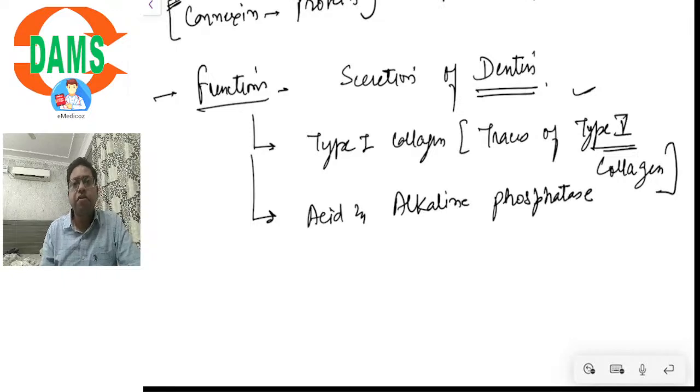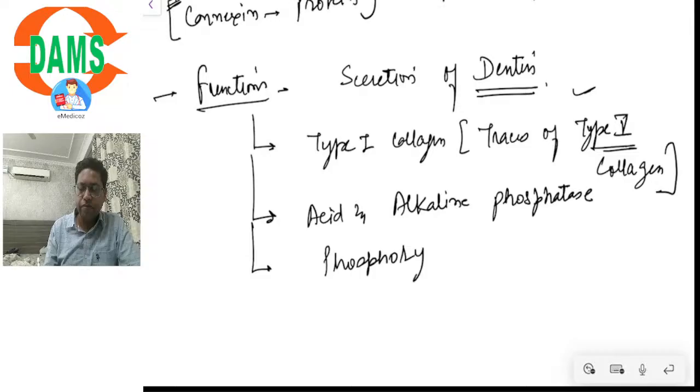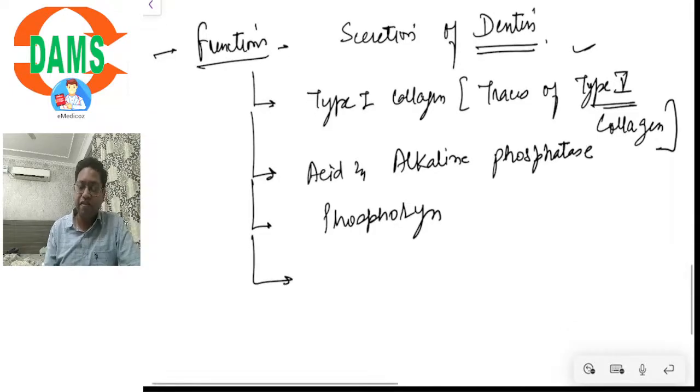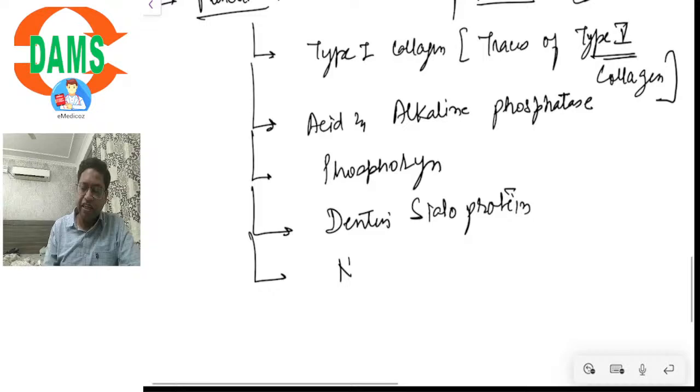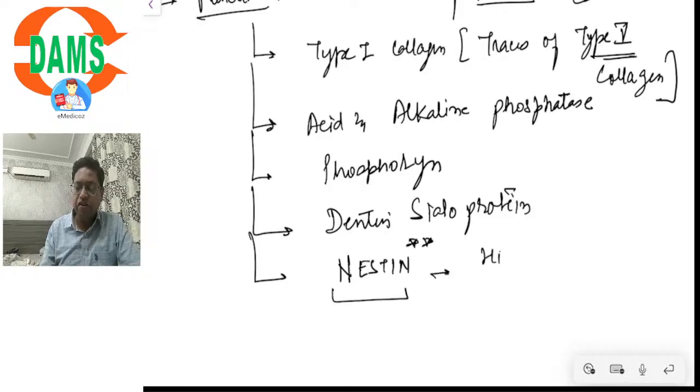What I am telling you is the secretory function of the odontoblast, which results in the formation of dentine. It secretes phosphorin. It also secretes dentine sialoprotein and a special compound called nestin. So these are the substances which are secreted by the outermost layer of dental pulp, that is the odontoblast layer. This nestin is considered to be the histological marker of dentine.